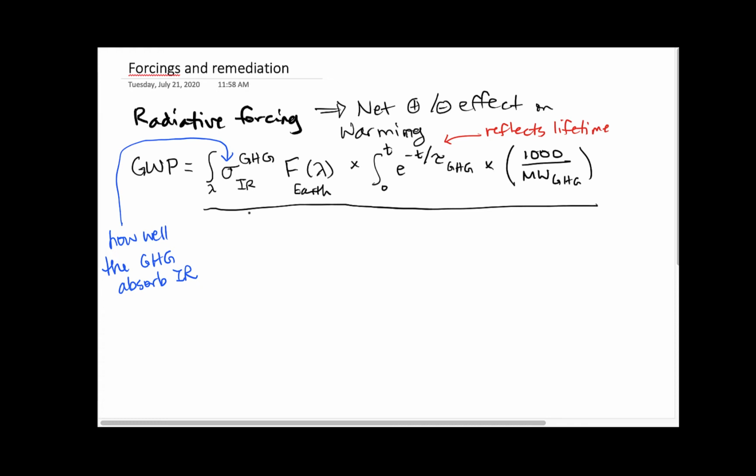Anyway, the global warming potential is always scaled compared to carbon dioxide, and so that's what's going on in the denominator. We've got this same stuff in the denominator, but it is for carbon dioxide instead of some other greenhouse gas. I missed the dt.